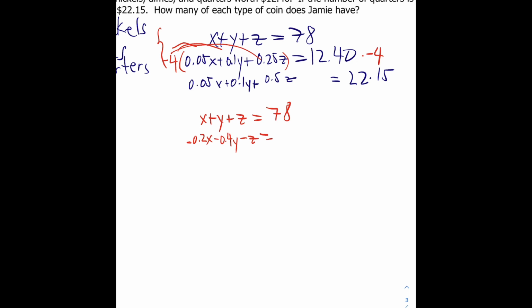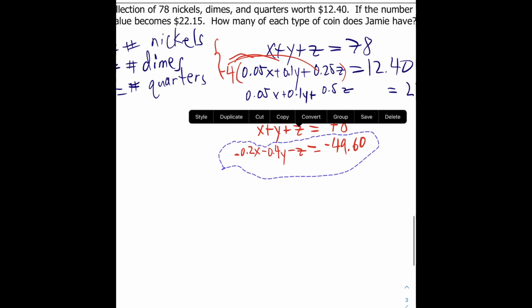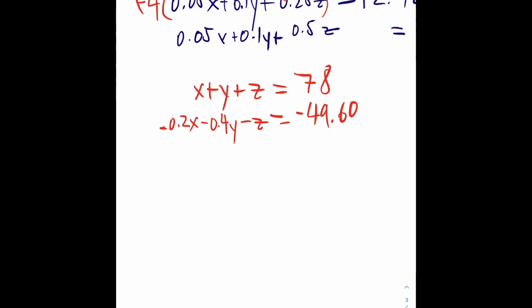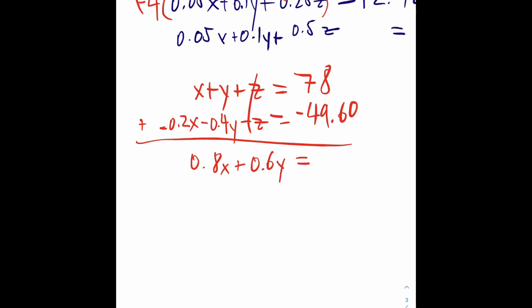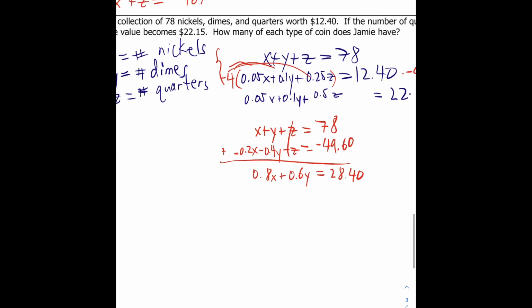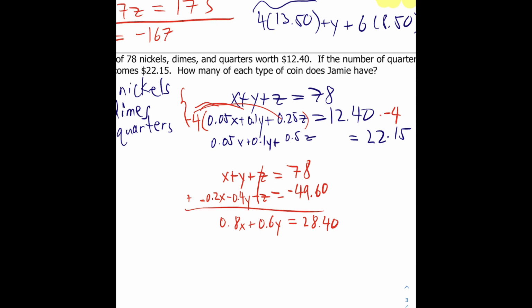That's negative 4960. Okay. All right, so then if we add these two equations together, I get 0.8x plus 0.6y. These cancel. That equals, what's 78 minus 4960? What is that? 78 minus 4960 is 2840. Okay, so there's my red equation. Good, good, good. Okay, now let me get rid of some of this.